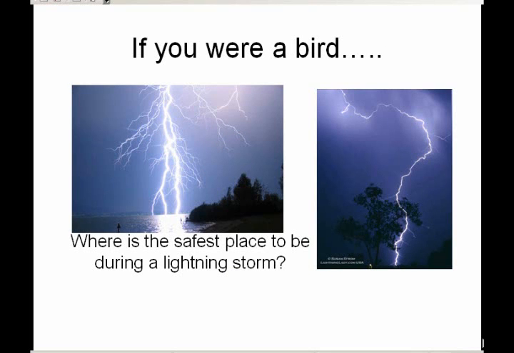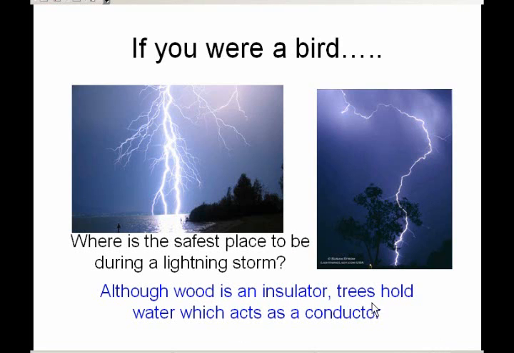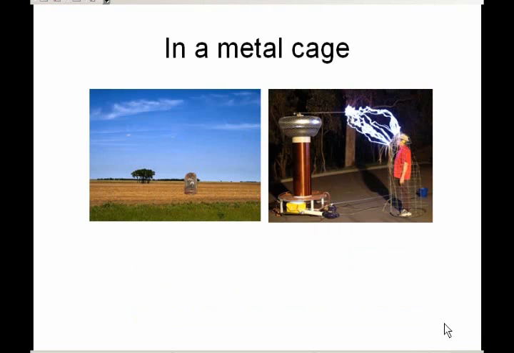All right, we talked about this several times. If you were a bird, where would the safest place be during a lightning storm? Although wood is an insulator, trees hold a lot of water, which acts as a conductor. And you can see, I don't know if you can see the picture very well, the lightning will go through a tree. Quite often, lightning strikes trees. The safest place to be is in a metal cage. We could be out in the middle of a field in a cage, and you would be safe. It's called a Faraday cage.